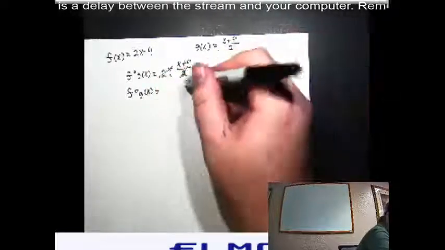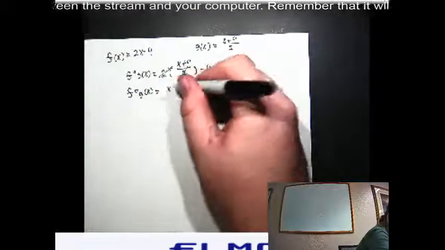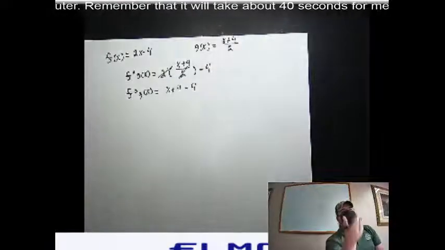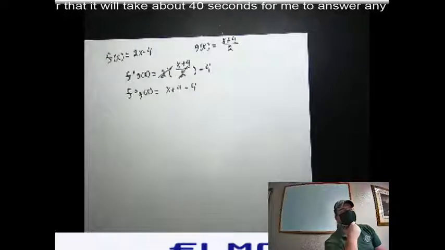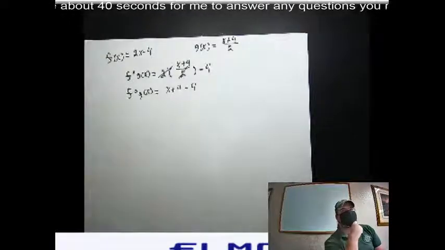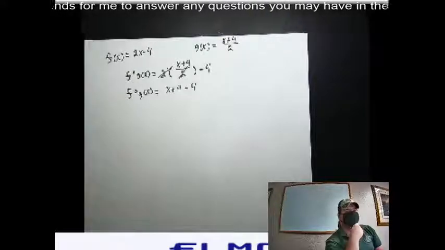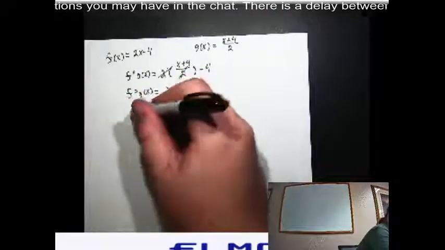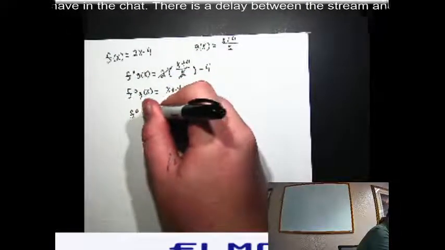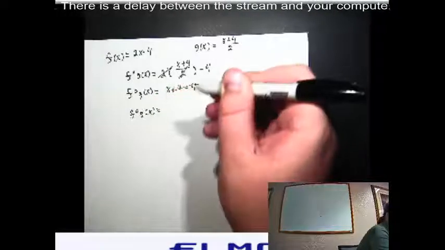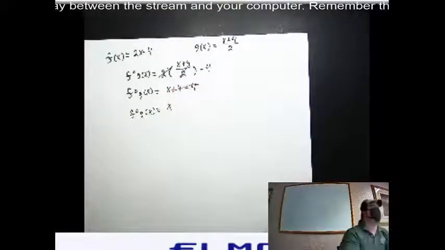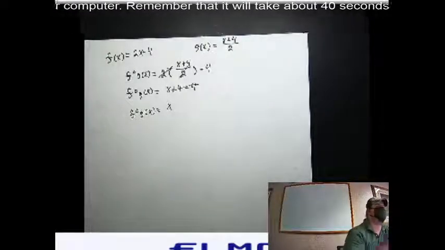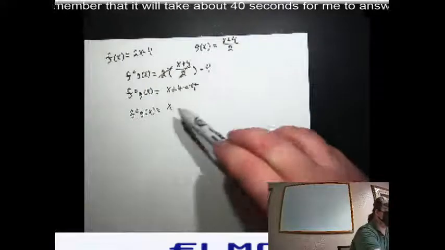Okay, so now what we have is x plus 4 minus 4. Well, what do we have now? What can we do? We've got plus 4 and minus 4. What are they going to do to each other? Yeah, they're going to cancel as well. So we have f composed of g of x equals x. So if we simplify the new function that we got, it just comes out to be x.